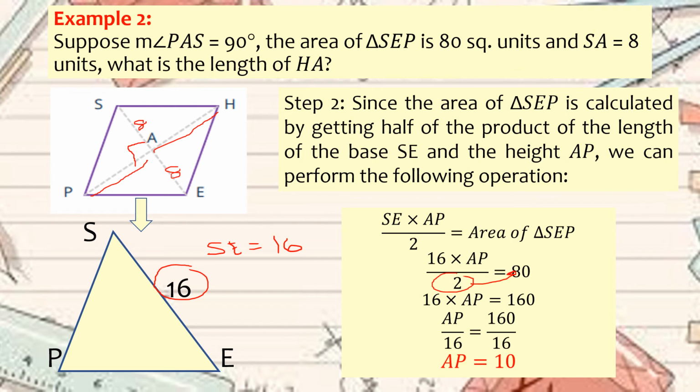So, we only have 16 times AP is equal to 2 times 80, that is 160. Then, we have 16 times AP is equal to 160. So, divide both sides by 16, para makancel si 16 dito. So, we have AP divided by 16 is equal to 160 divided by 16. And the answer is 10.